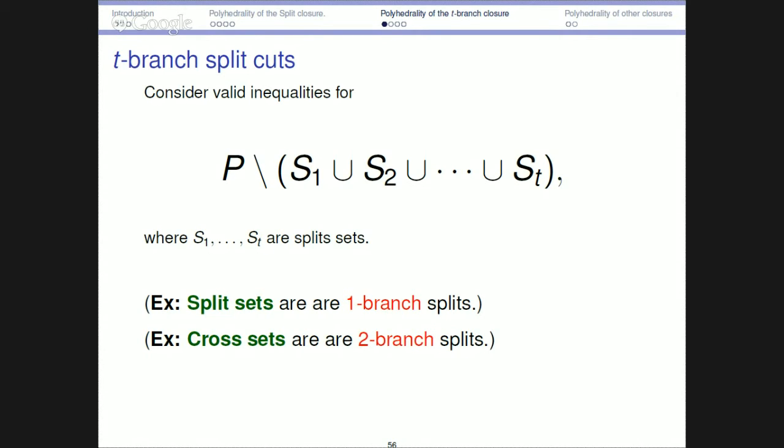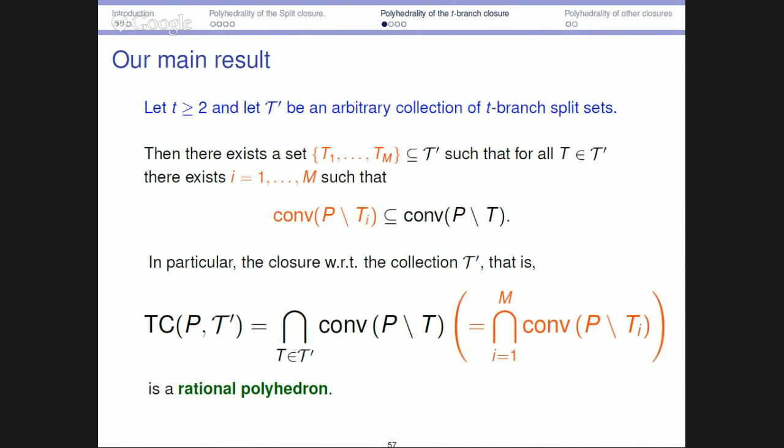During the first summer at the internship, we proved this for two branches, but we were not able to prove the general result that we just proved a couple of months ago. So what we want to prove is the following. It may look scary, but what it's saying is that given any set of T-branch splits, there is a finite subset of T-branch splits that dominates any other. So it's the same as the split case, but for T-branch splits.